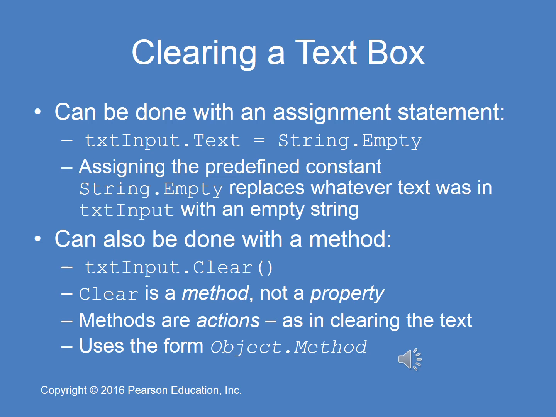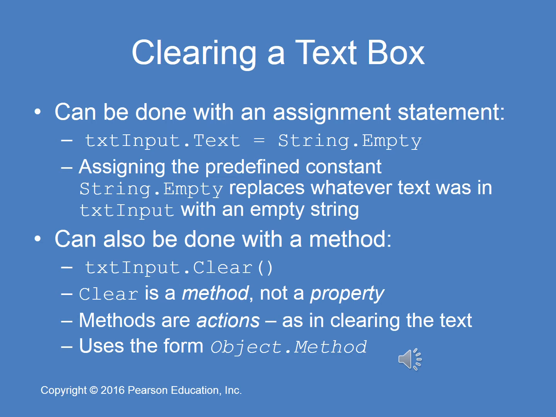So here we have a text box. Its name is text input. And we're assigning string.empty, which is the empty string, to its text property. And string.empty is what's called a predefined constant. It replaces whatever text was in text input with an empty string, which is empty. Not zero, just empty, no contents.